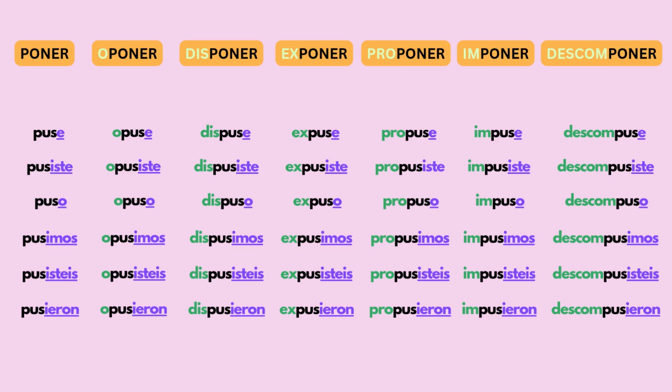In this table, we can see the verb poner, to put, and its conjugations and some compound verbs derived from it. Let's see what they mean. Oponer, to oppose. Disponer usually means to arrange, to prepare, or to make available. It can also mean to command or to decide in formal contexts. Exponer, to expose. Proponer, to propose. Imponer, to impose. Descomponer, to decompose.